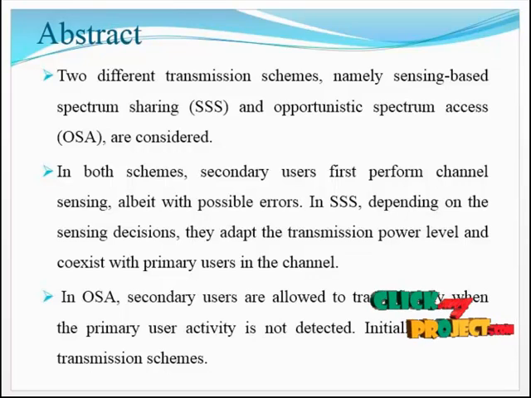In both schemes, secondary users perform the channel sensing. In SSS, that is spectrum sharing sensing, the secondary transmission power would be allocated based upon the decision, and in opportunistic spectrum access, the secondary users are allowed only if the primary users are not activated. The channel sensing considers two cases: one is without power constraint and another one is with power constraints.